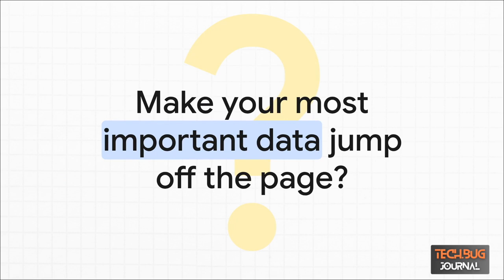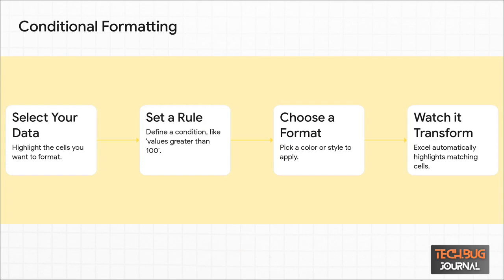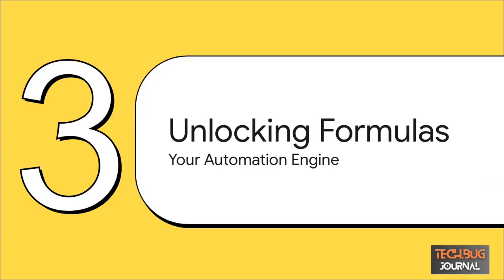Okay, so your data is neat and tidy. That's great. But how do you make the really important stuff just jump off the page? How do you make your best sales numbers or your most urgent tasks practically scream at you? The answer, my friend, is conditional formatting. It's so cool. You just give Excel a simple rule like, hey, if a cell is greater than 100, and then you give it a format, like make that cell green, and then boom, Excel does all the work for you, scanning your data and coloring it in. It's the perfect way to make trends and outliers pop right out. Okay, we've organized our data.